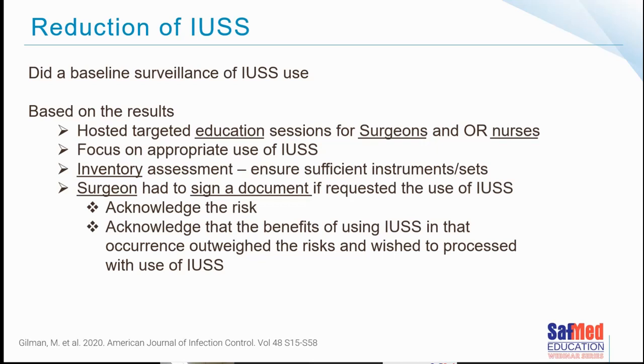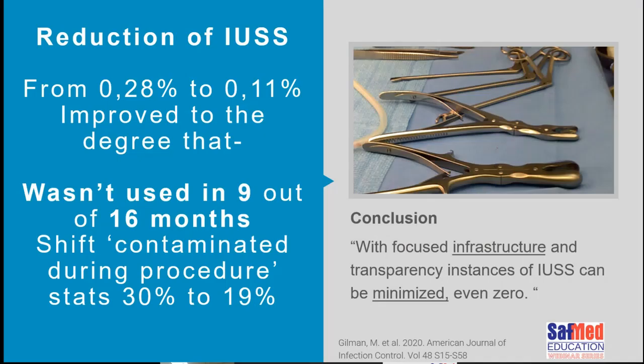And then the next thing they put into place, which I think is absolutely awesome, is that if there was an insistence, in this case they said by the surgeon, but I would do it for the theatre nurse as well, if somebody comes in and says we have to use immediate use steam sterilization, they have to sign a document to acknowledge the risk, and they have to acknowledge that the benefits of now putting it through the flash cycle will outweigh the risks, and only then were they allowed to proceed. Was this effective? Absolutely.